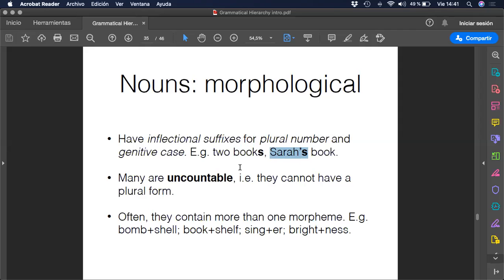Another thing is the idea of many nouns are uncountable. That is to say, they cannot have a plural form. Ya, voy a poner el iPad y vamos a revisar eso. ¿Alguien tiene alguna duda mientras prendo esto para llenar? No. Ya, perfecto.